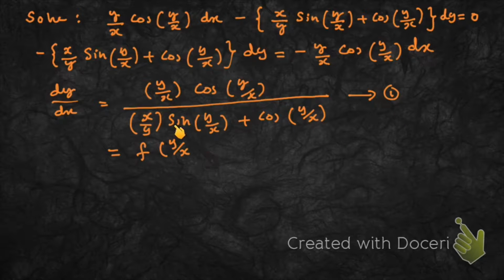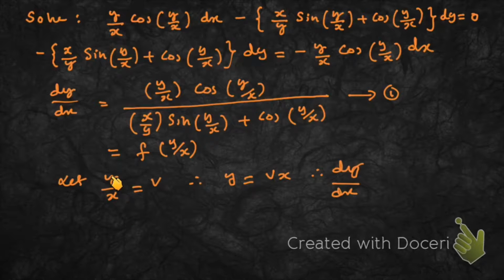So it's already a function of y by x, and therefore it is homogeneous. Of course, I notice that I have an x by y here. That's fine. x by y is 1 over y by x. So instead of v appearing in place of y by x, I would have a 1 by v here. So that's fine. So I still call it f of y by x, and therefore this is homogeneous.